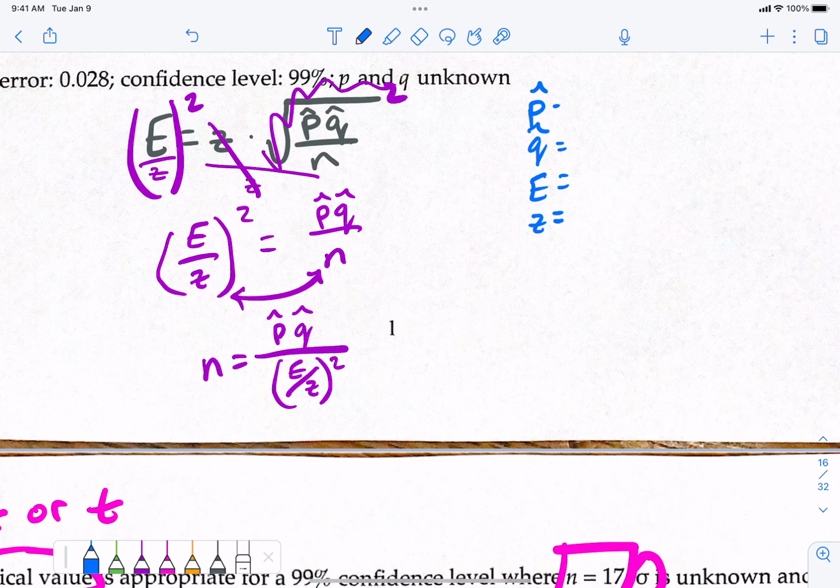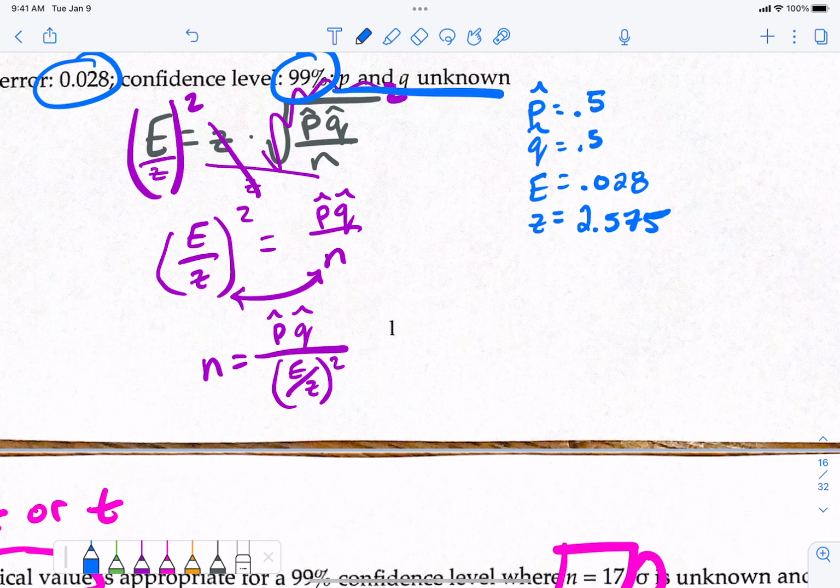Z for 99% was how much? 2.575. They tell me I want an error of 0.028, which is already in decimal format. Sometimes they'll give it to me as 2.8%, and I've got to make it 0.028. What's P and Q? 0.5. If it says they're unknown, we assume them to be 0.5 and 0.5. So all we have to do is figure out what N is.